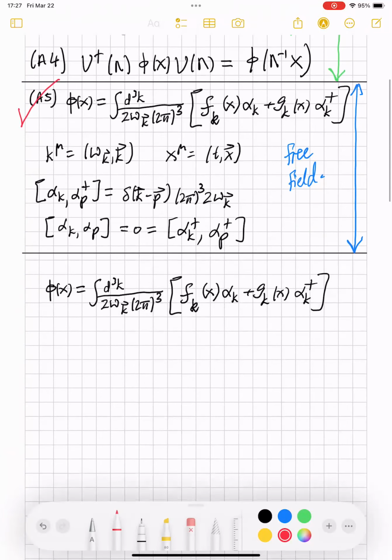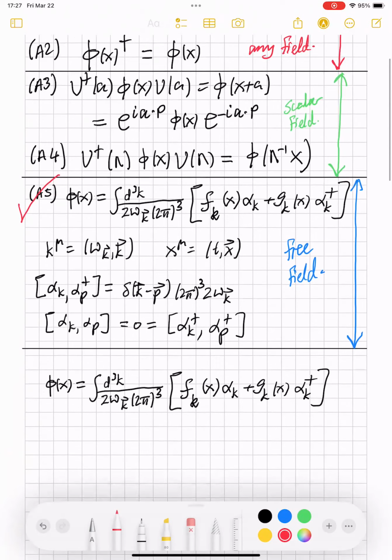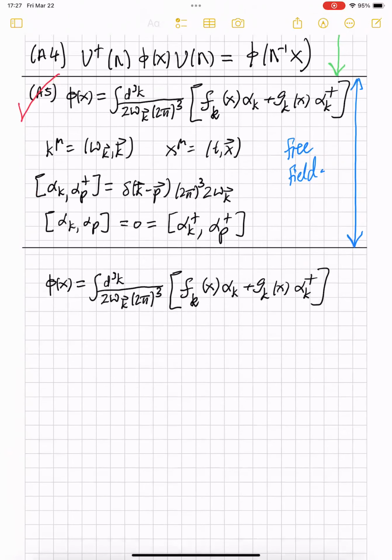Good. Now, next I would like to satisfy axiom A2. So phi dagger must be equal to phi. Let's see what that means. Let's calculate phi dagger. So phi dagger of x is equal to, well, the measure is real, so nothing is going to change there. We'll get integral d3k over 2 omega k, 2 pi cubed. That's the measure. And then this function f will be complex conjugated.